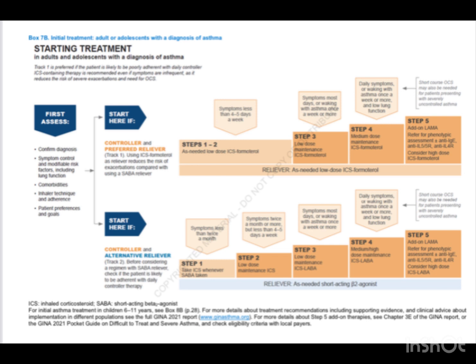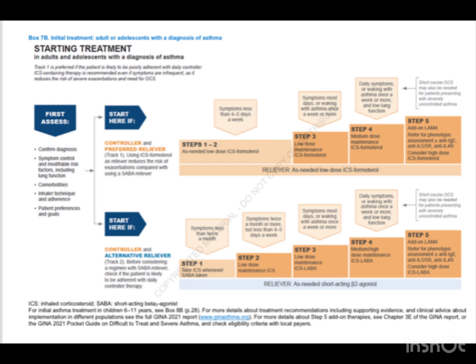Track 2 includes, when the patient is having symptoms less than twice per month, we will consider it as step 1. We will prefer it as the step 1 treatment, and the step 1 treatment includes the ICS whenever SABA is taken. And when the patient is having symptoms twice a month or more but less than 4 to 5 days a week, then we will consider step 2, and step 2 includes the low dose maintenance ICS.